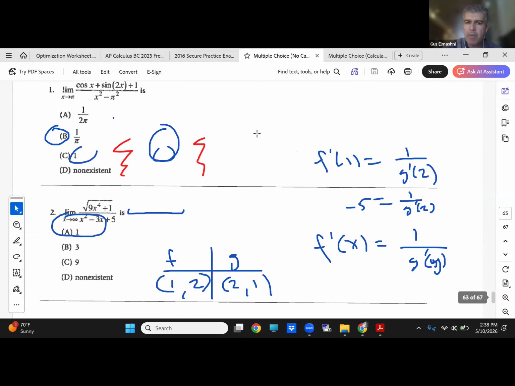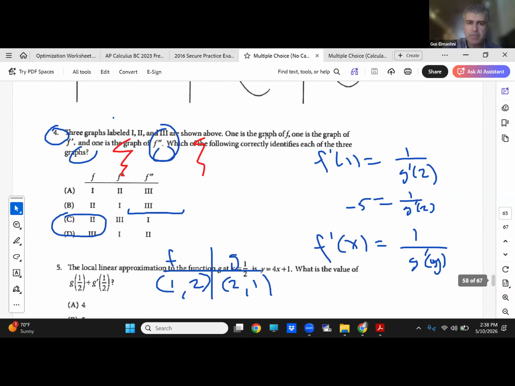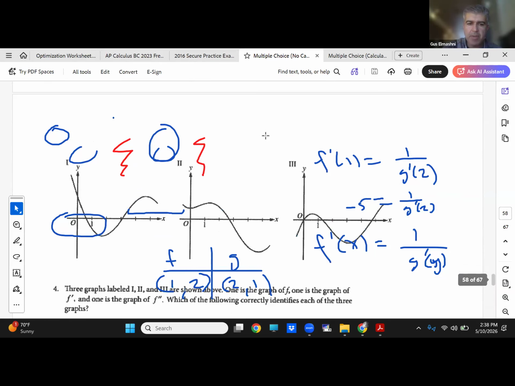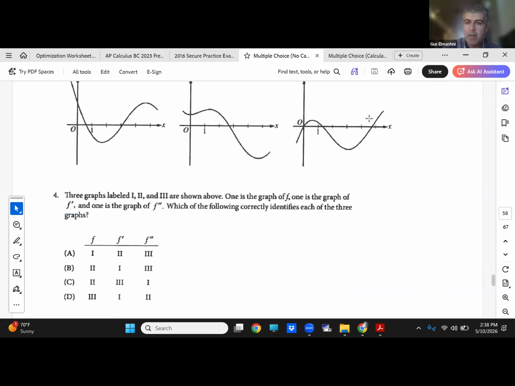There was one earlier one that was more graphical. Oh, I just passed it. Here we go. Yeah. Okay.